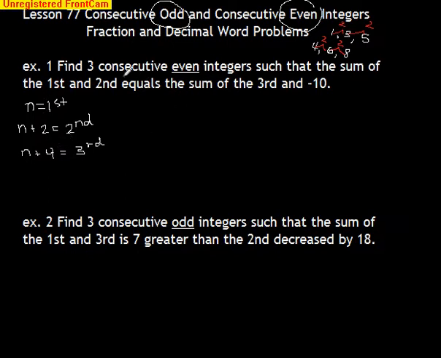So let's follow along with the words. Find 3 consecutive even integers such that the sum of the first and the second, so we're going to add, it's the sum of the first and second. Sum means add, so the sum of the first and second is n plus n plus 2, equals the sum of the third plus the negative 10, so we just do minus 10, plus the negative is just negative.